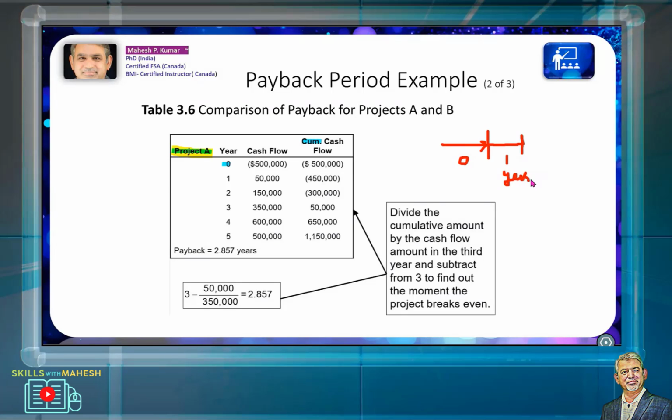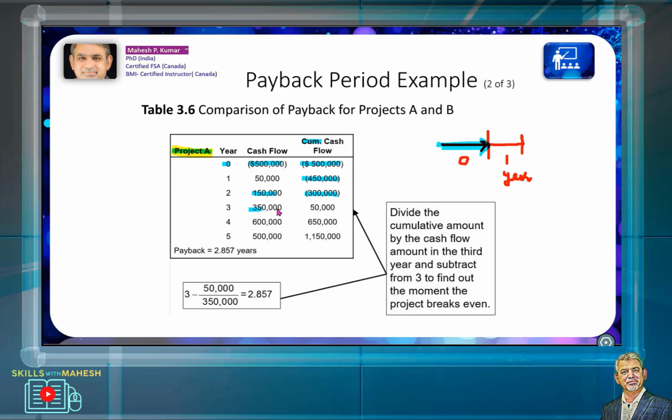So year zero is this year right here, before we are able to offer services to the public at large. So investment normally happens there, right? This is cumulative, minus, bracket means minus. And then in the first year after opening, you made a revenue of 50,000. So now out of 500, you have recovered 50, so you are minus 450,000. In the second year, you recovered 150,000, so your minus is 300,000.